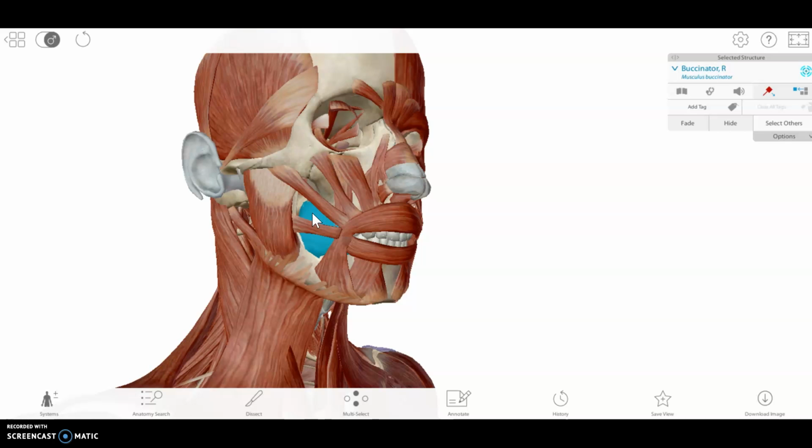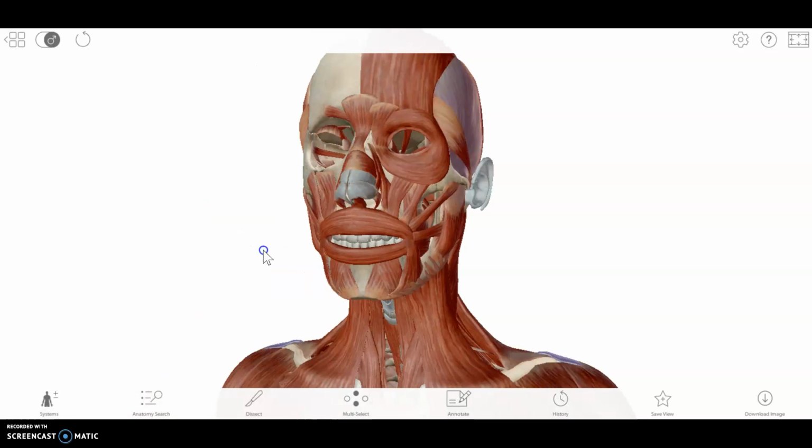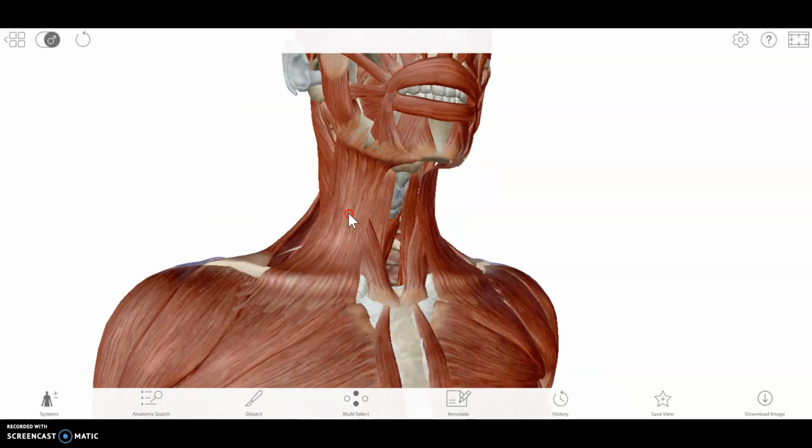And then we've already talked about your buccinator muscle. And here, it holds your cheek to your teeth, okay, and holds your food in place in between your teeth so that you can chew your food properly. Okay, and then some more muscles. These are some neck muscles.